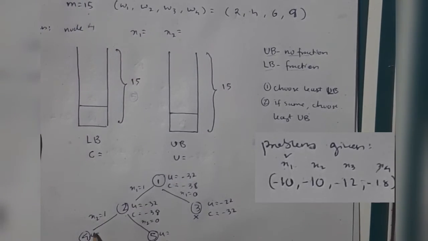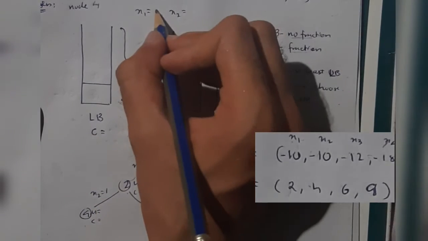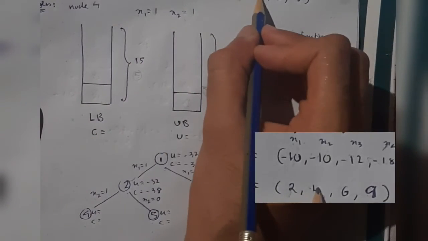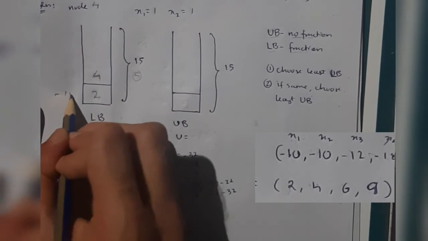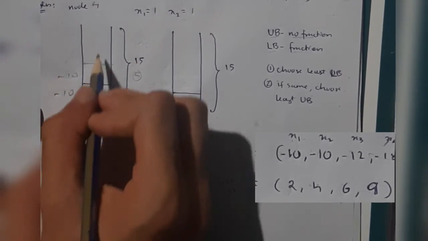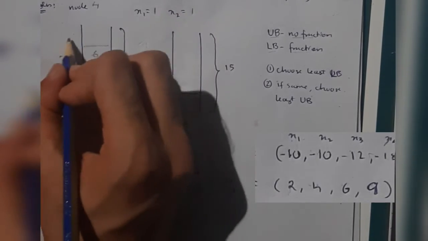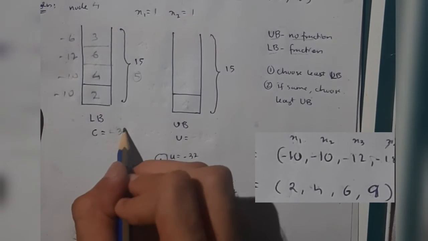Node 4 we are calculating. For reaching node 4, x1 should be 1 and x2 should be 1. So we'll be marking x1 as 1 and x2 as 1. That means objects 2 and 4 should be compulsorily included: 2 and 4, minus 10. Then here 6, minus 12. And here 3 is left, so I'll be writing 3 and minus 6. The total sum is minus 38.